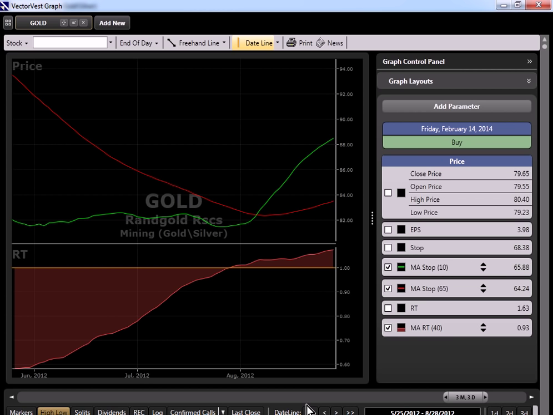Well, the criteria is that all of these lines have to be hitting new highs. The moving average of relative timing is, and it looks like the short-term moving average of the stop price is, but not the longer term. So this is a no, even though these are crossed to the upside and the relative timing moving average is positive. Let's see if we fare any better for the next one.